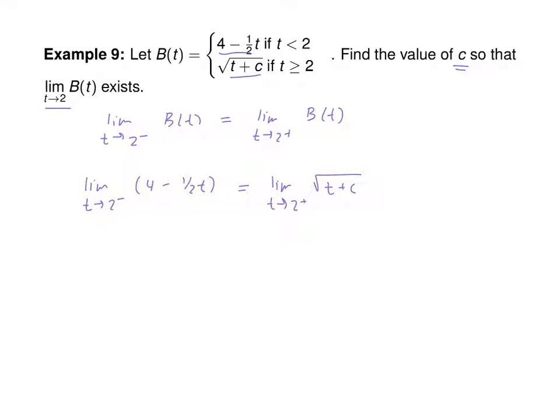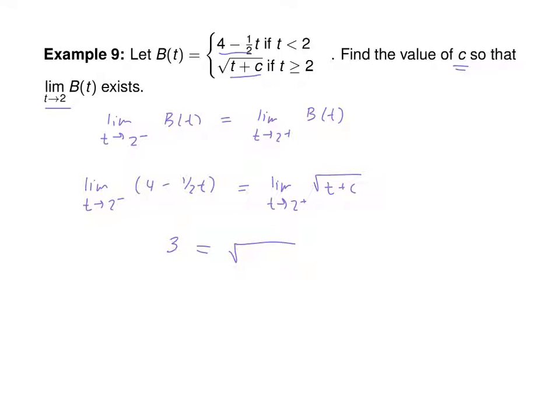There's no funny business, right? Can you just plug t in? No division by 0, right? When you plug 2 in, what do you get on this side? 3. How about the other side?